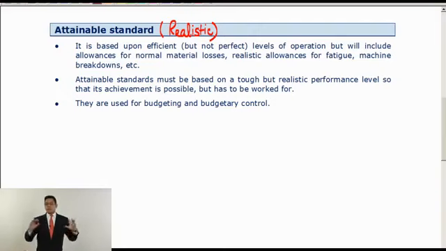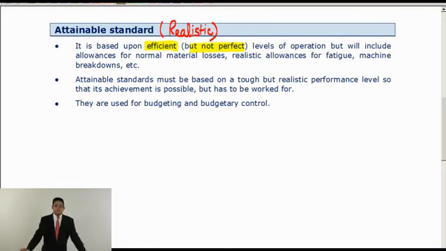A number of times we may not have enough to produce. So the realistic situation is that it is efficient, it is hard and tough, but not perfect. Okay, so it includes the allowance for normal waste, breakdown, any fatigue, any demotivation or low morale or illnesses, etc. Okay, into the standards, because things happen in life.